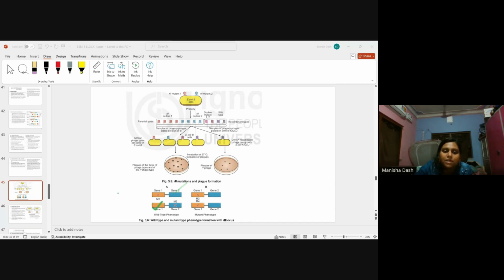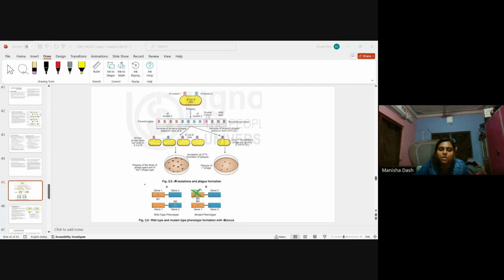Gene 1 is also functional, gene 2 is also functional. So in this case they can behave as a wild type bacteriophage.